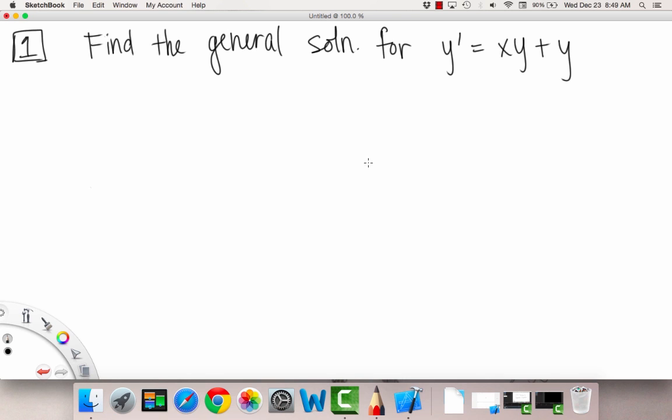Okay, here's number 1. We're going to find the general solution for this ODE: y prime is equal to x times y plus y. So what I'm going to do first is rewrite the left side as dy over dx. And then on the right side, we can actually factor out a y, right? If we factor out a y in front, we're left with x plus 1.